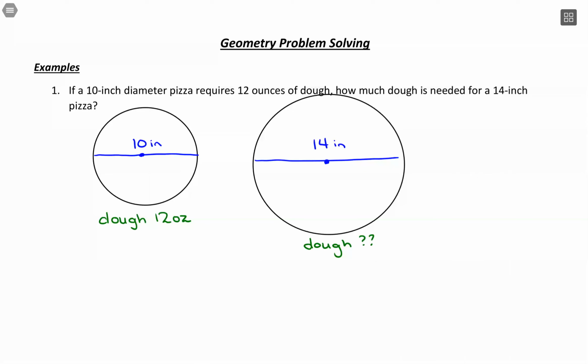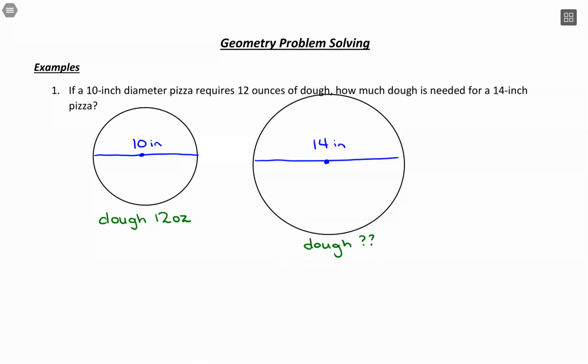Now, having these pieces of information starts hinting to me that we're going to do a proportions problem. How I can see that coming through is that I have diameter and ounces, and diameter and unknown. So I have this relationship from this one scenario relating the 10-inch diameter with the 12 ounces of dough, and I have another scenario that's similar and should be proportional, but I have a missing piece. So we're going to set up a proportion problem.